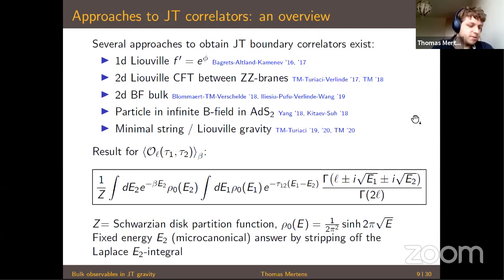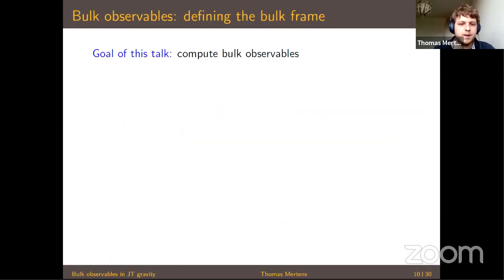Now, for the purposes of the talk, I just want to mention that this is the canonical ensemble result, it's for a fixed beta. So you can easily go to the microcanonical ensemble by inverse Laplace transforming. The Laplace transform is just written here, so we just strip off the E2 integral, and that will be the microcanonical result. So this will be important for what I mention later on. Okay, so that was everything that I had to say on the Schwarzian theory and its bilocal correlators.